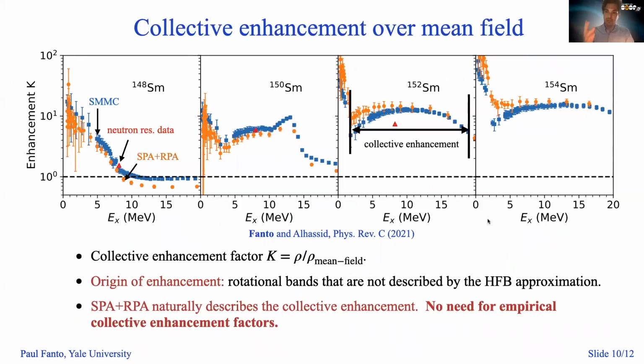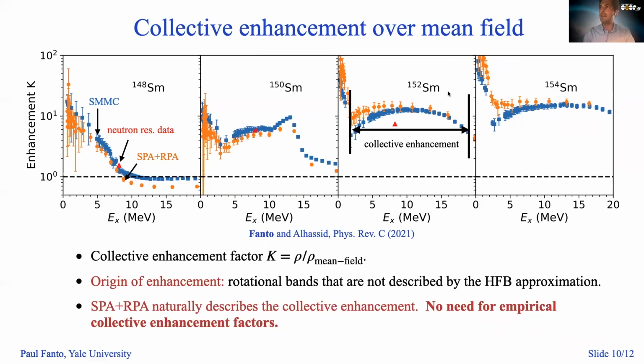To look at this collective enhancement of the state density more closely, we define the collective enhancement factor, K, which is the ratio of the state density to the mean field state density. Again, we see that the SPA+RPA enhancements shown in orange are in nice agreement with the SMMC results and also in reasonable agreement with experimental data shown by this red triangle.